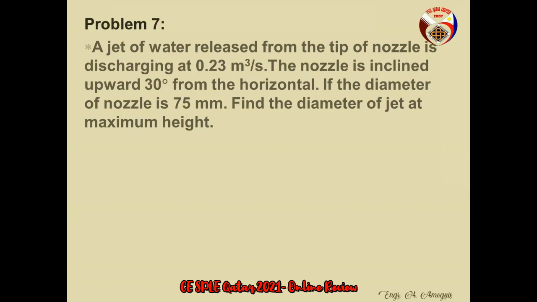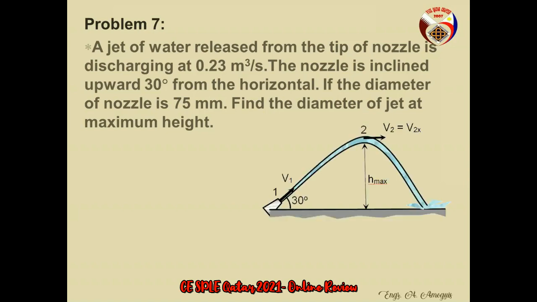Ang ganda ng problem. Ano kaya sa tingin nyo? Kung ang nozzle is 75, ano kaya yung diameter ng jet kung naka-aim siya at 30 degrees? Projectile motion ito. Ano sa tingin nyo yung diameter at maximum height? That is at point 2, di ba?